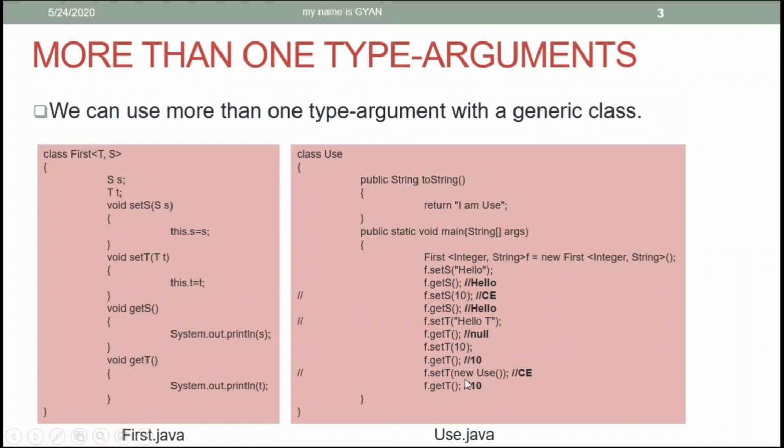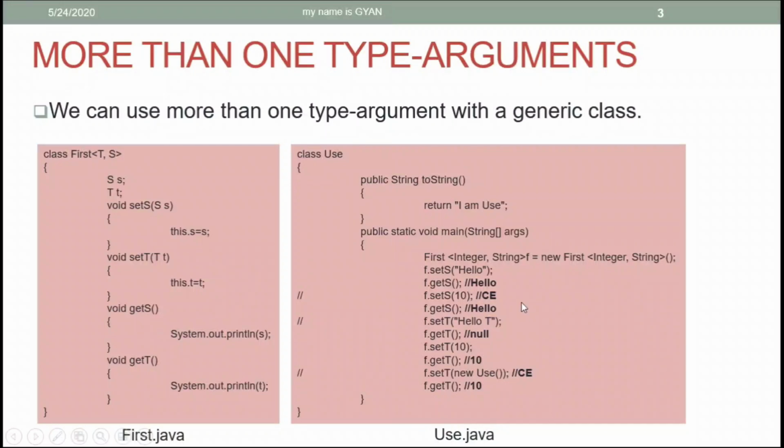Then after, we are trying to pass a reference of an object of the class use as the actual argument of the method setT. That we cannot do. T is of type integer. We cannot store a reference of class use. That's why in this case, the compiler will throw an error. And since we have commented out this statement, calling the method getT by using the reference variable f will still print 10. Hopefully you are getting my points.